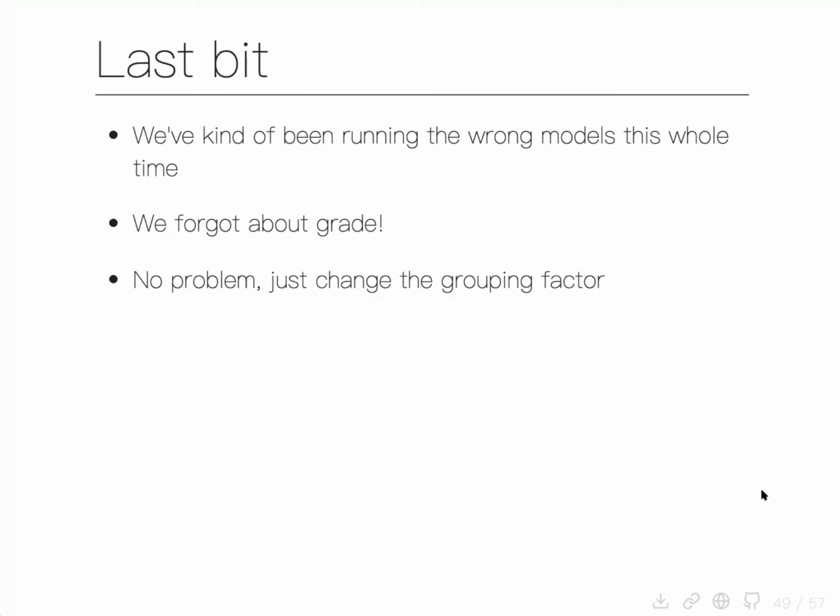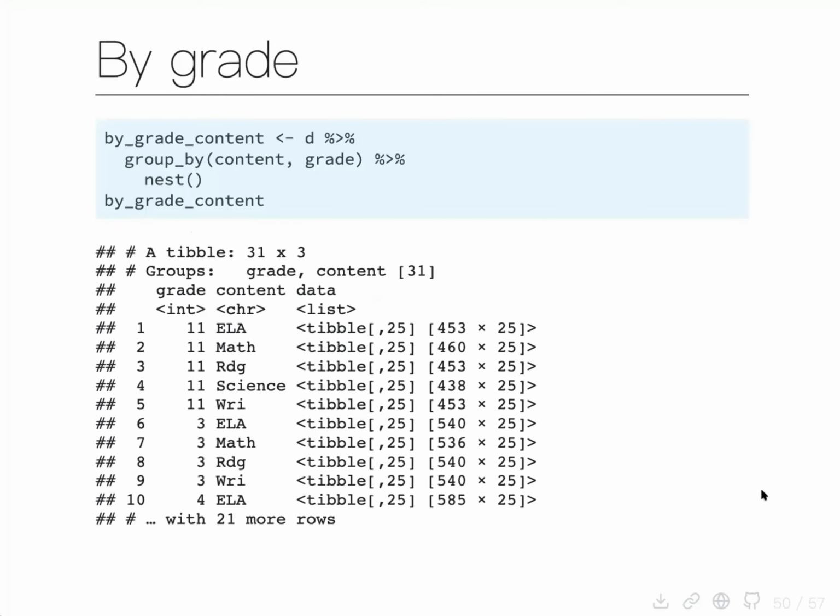So we've done all of this work now, and we realize that we've been fitting the wrong model the whole time. Well, the nice thing about this is all we have to do is change our group by. So we have D, instead of grouping by content, we now group by content and grade, and then nest. And now our nested data frame looks like this, but everything else is the exact same. Okay, we still have this data column. We're just going to loop through that, and everything else is exactly the same.